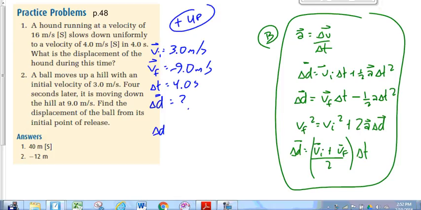What do you want to do here? Delta D we're looking for. What equation out of our group B's do you want to try? Actually, let's do one quick aside before you answer that question.